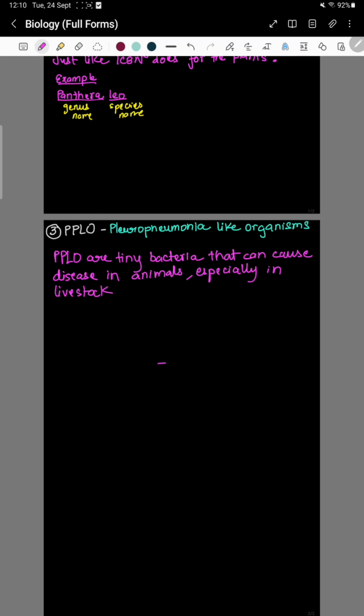Do you know what livestock is? Livestock means animals that are raised by farmers for farming purposes. This includes cows, pigs, goats, chickens. Farmers keep these animals for milk, meat and eggs. I will write down the explanation about livestock also. So PPLO are tiny bacteria that can cause disease in animals, especially in livestock like cows and pigs.